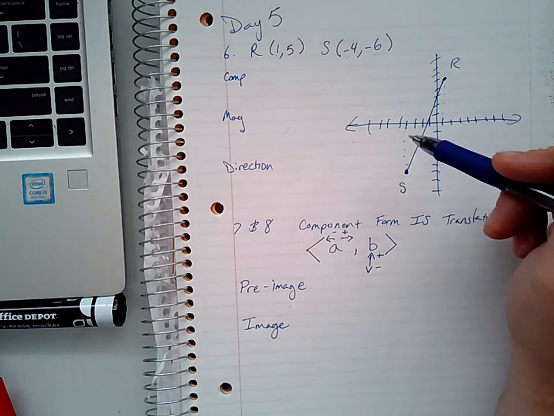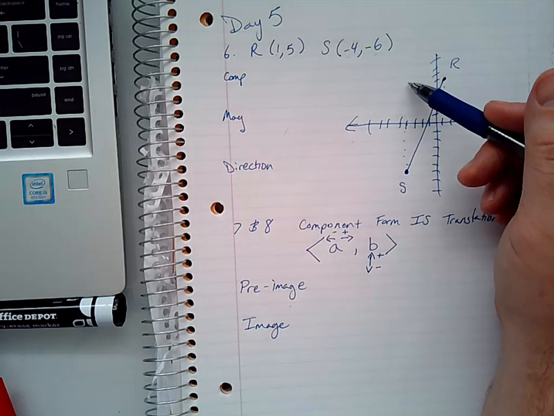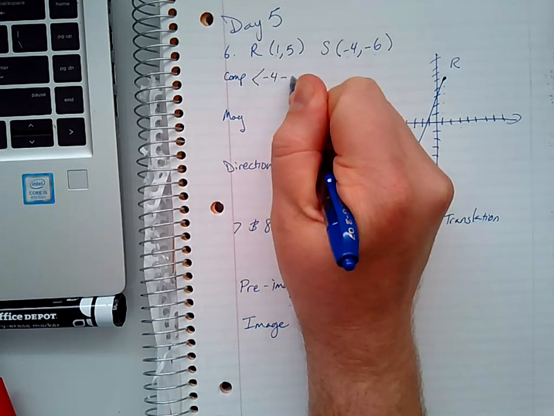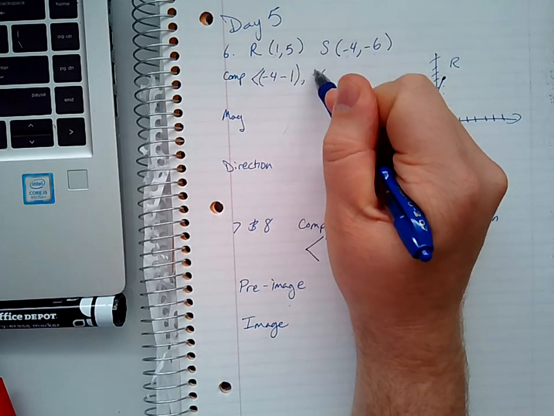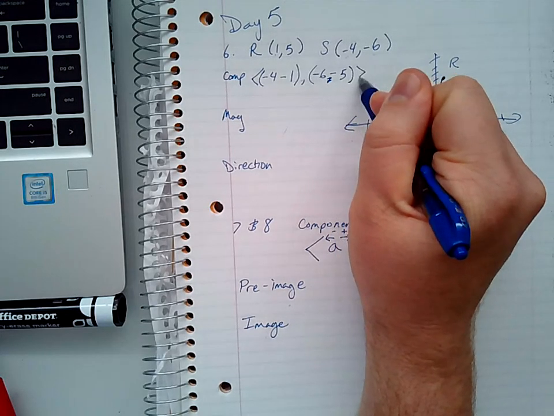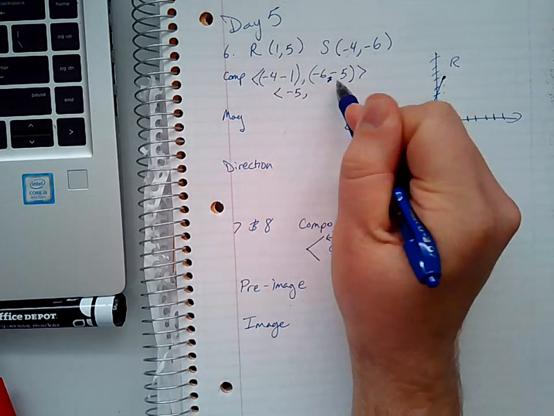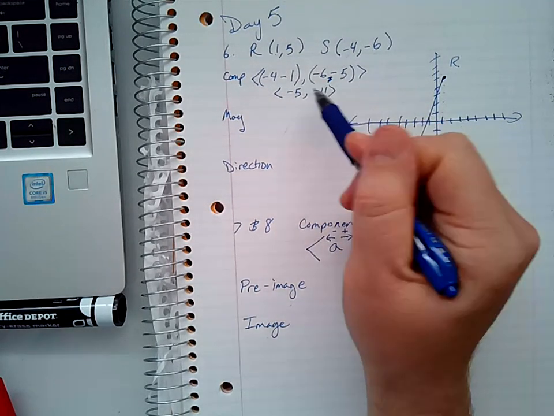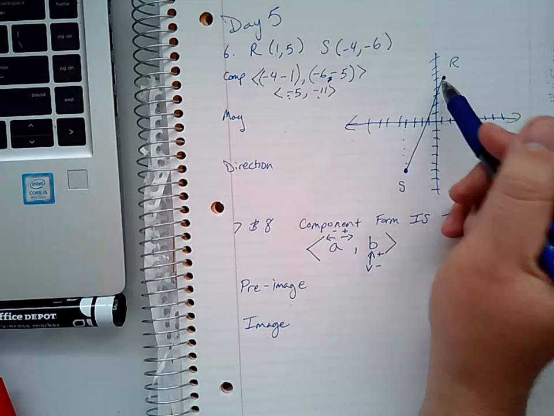Let's find the difference in our x values and the difference in our y values. We know it's going to go into negative world because we're going from R left to S, right? So component form was x2 minus x1, comma, y2 minus y1. Okay, so negative 4 minus 1 is going to give me negative 5. And negative 6 minus negative 5 is going to give me negative 11. So I know my component form is negative 5, negative 11. Or I'm moving to the left 5 units and down 11 units from my original point to my new point.